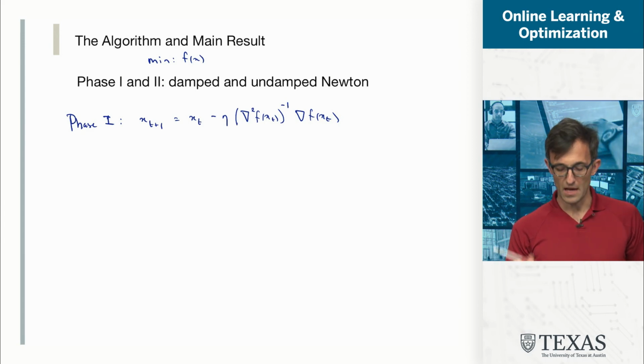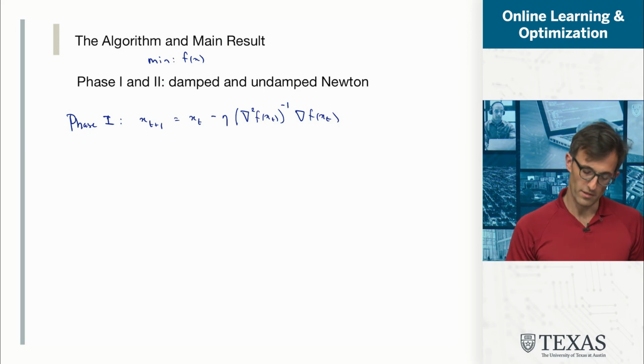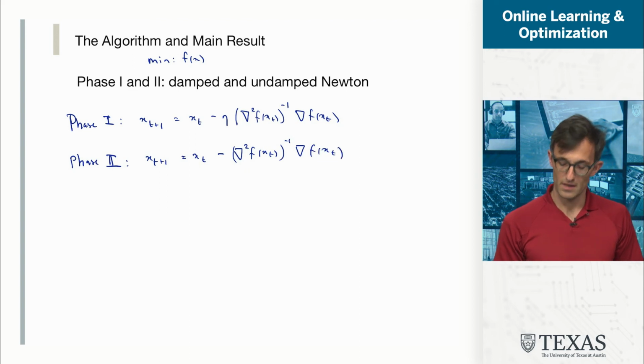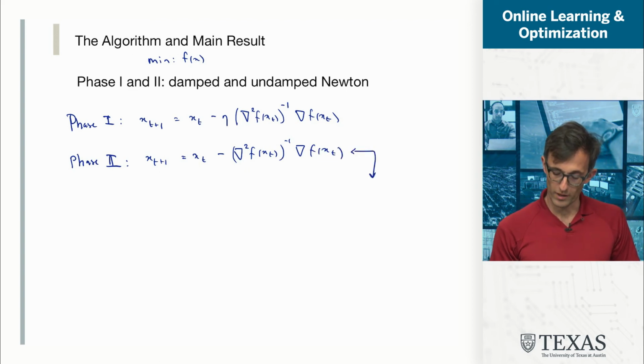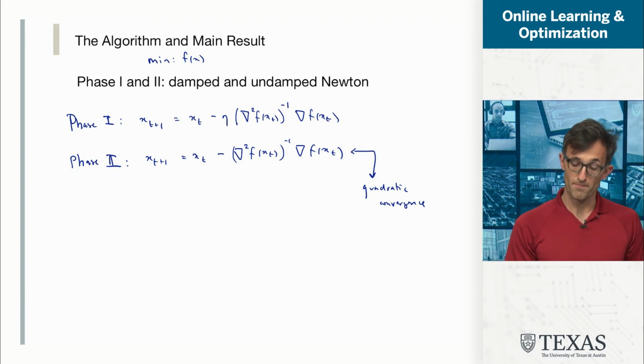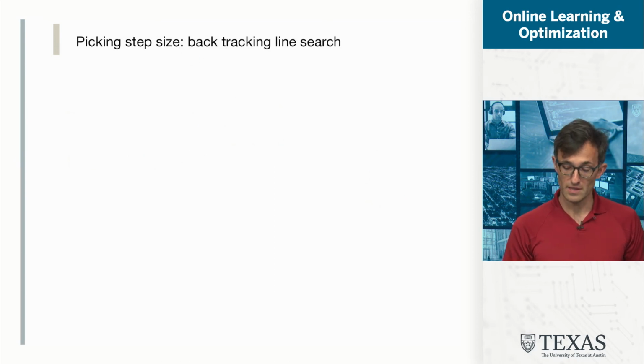So as we'll see, the algorithm runs several iterations of phase one until it gets into phase two. And in phase two, it runs undamped Newton. x_{t+1} is equal to x_t minus Hessian inverse times the gradient of f of x_t. And it's in this phase where we're going to have quadratic convergence. We need to talk about how we know when we're transitioning from phase one to phase two, and also how to choose the step size.